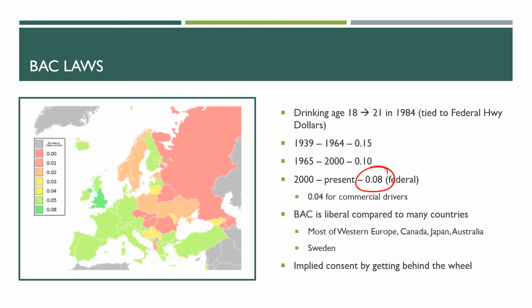For commercial drivers, it's different. The 0.08 is just for regular drivers, 0.04 for like truckers and stuff and taxi drivers. For commercial drivers, their blood alcohol level is very, very low. It's basically so low that you can't finish a drink. For most people, you can't really finish a drink and be legal to drive commercially.